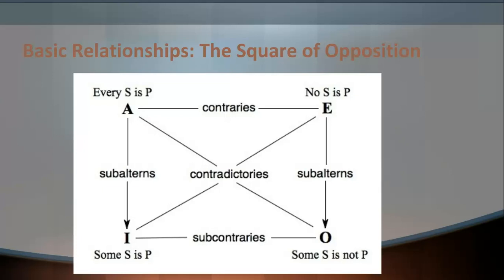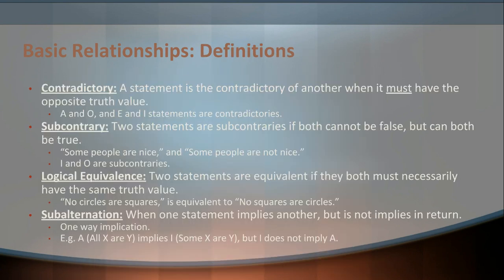So you can't have it be the case that there's nothing in both of those categories. So long as those labels are meaningful, they have to apply to something. And this is basically the way that subcontraries work. They both can't be false, but they could both be true. I statements and O statements are subcontraries.